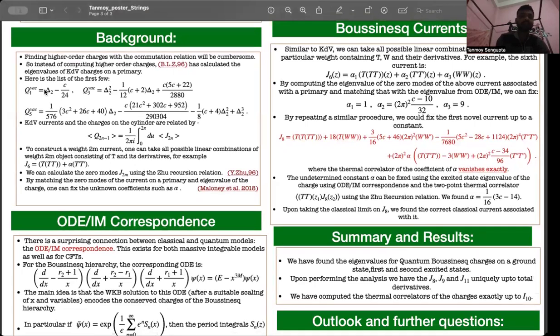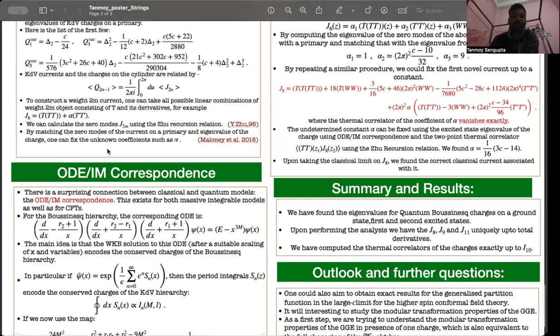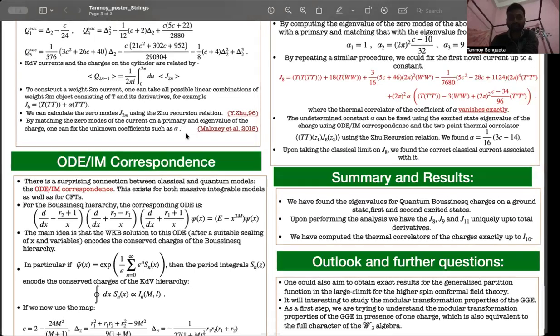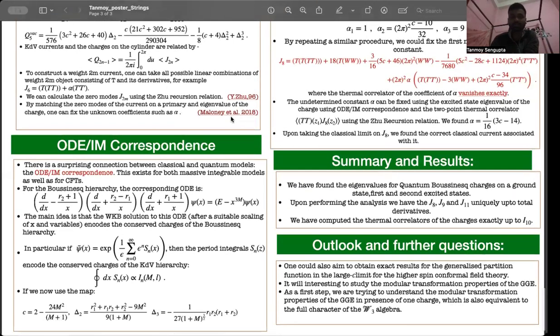Using the thermal correlators of the currents or the charges and the eigenvalues, you can fix the currents. If you take a general ansatz and compute the thermal correlator, and you match with the eigenvalue, you can fix the unknown coefficients. The thermal correlator we compute using the Zhu recursion relation, and this has been done by Melani et al.